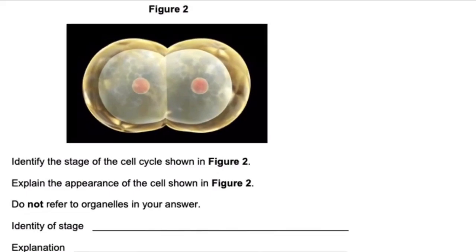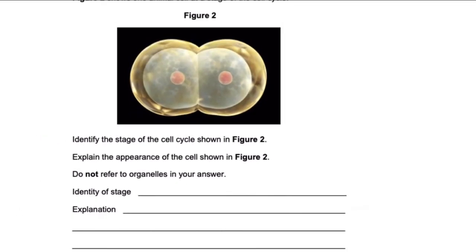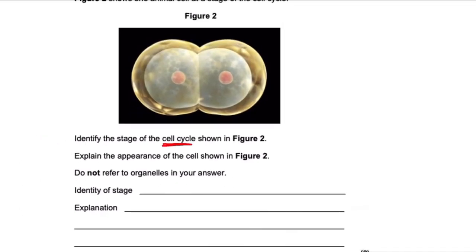So as you can see, we can see that the cell membrane is dividing and the cytoplasm is also dividing. So we're basically at that stage where we're going to form two identical daughter cells. So that's basically the cell cycle. It doesn't say mitosis, so it doesn't have to be a stage of mitosis. It's the cell cycle.